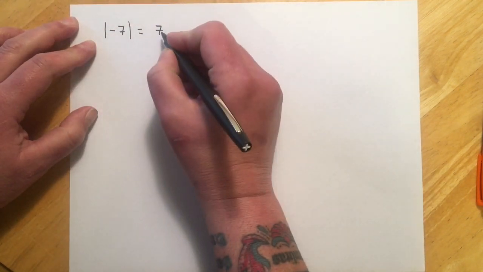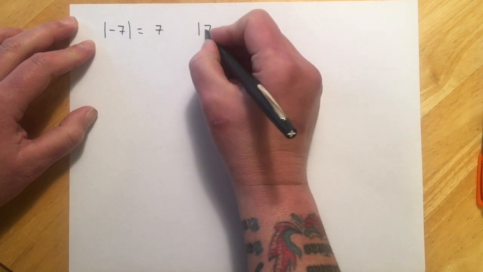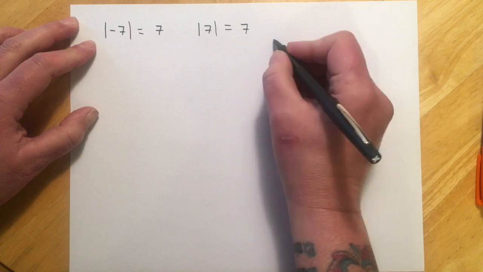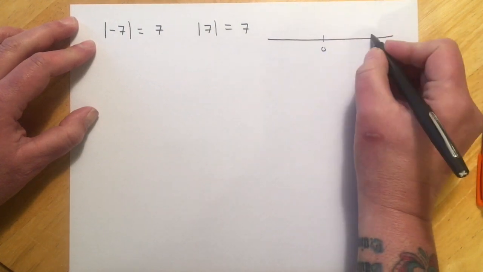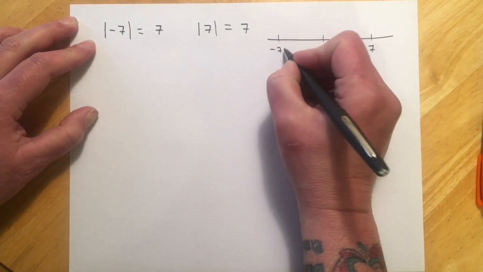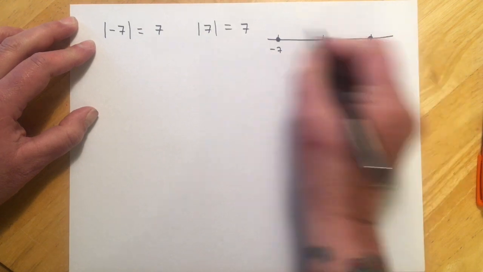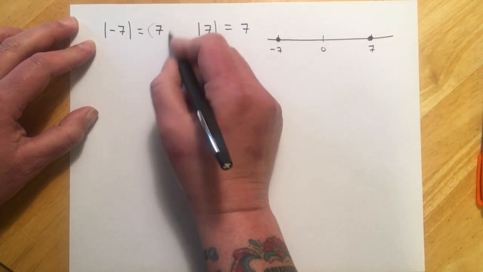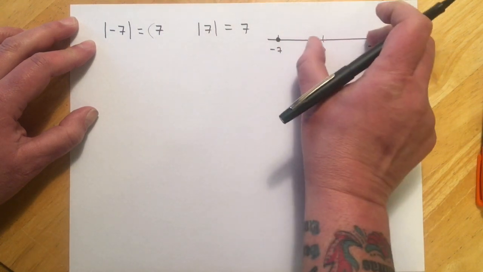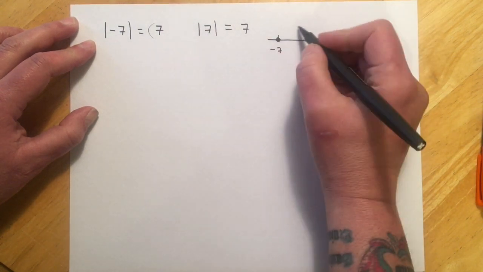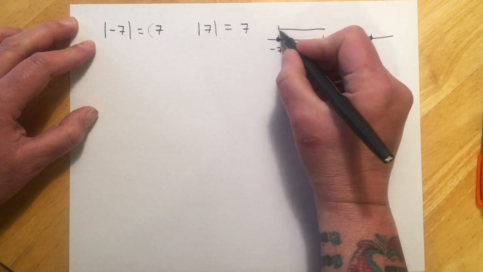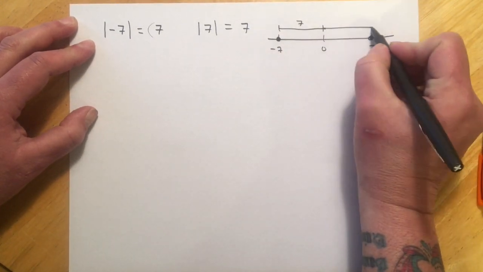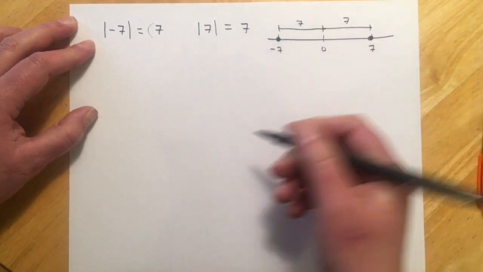Whatever you put in here comes out positive. So if I had the absolute value of 7, it would still just be 7. What that means on a number line, if this is 0, here's 7, here's -7. So the absolute value is saying it doesn't matter which direction, we're just saying it's going to be 7 units. So it's 7 units this way, 7 units that way. So the absolute value is referring to that distance right there of 7. We don't care that it was negative or the same distance this way, positive.